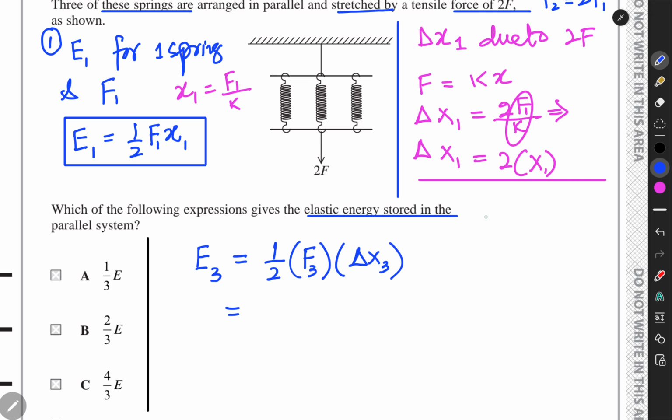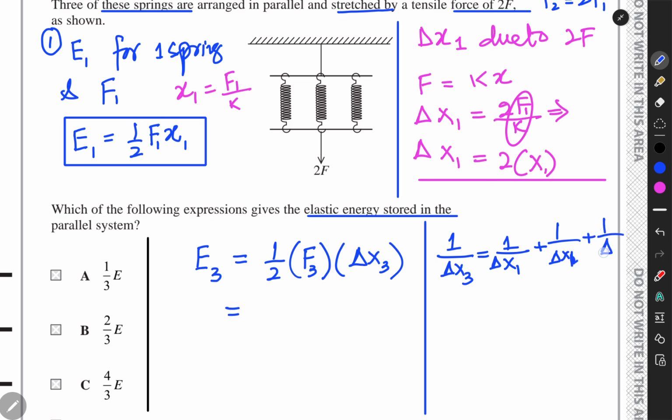So here, as you know, the extension in 3 springs will be solved by that formula: 1 upon extension in the 3 springs will be equal to 1 upon extension in spring 1 plus 1 upon extension in spring 2 plus 1 upon extension in spring 3. All these springs have the same extension because they are identical springs. So that is why it would become 3.